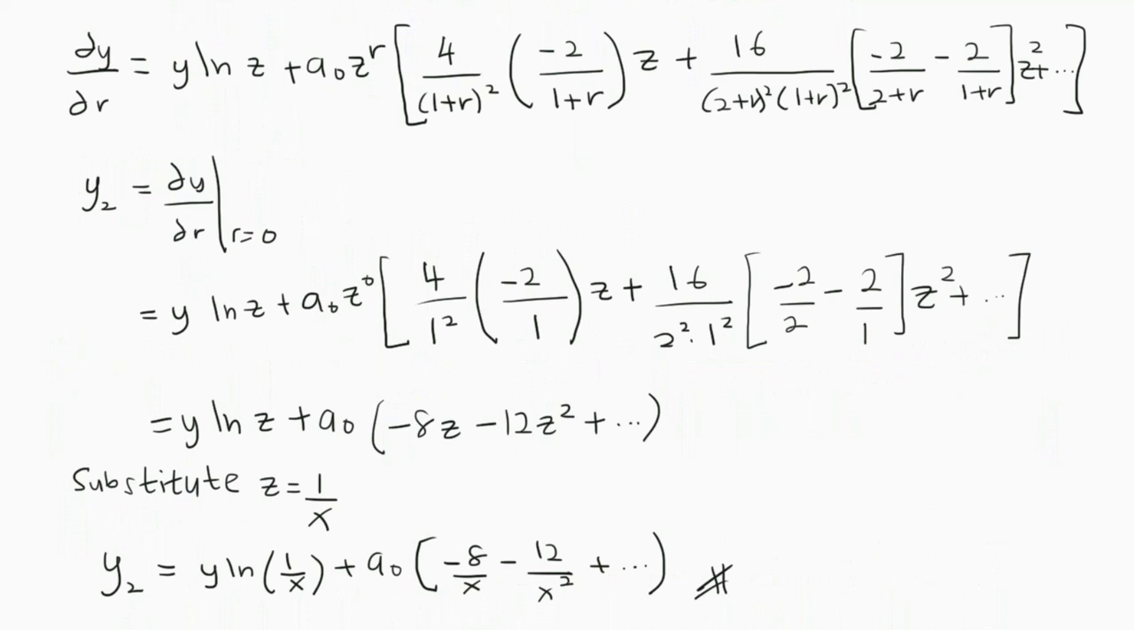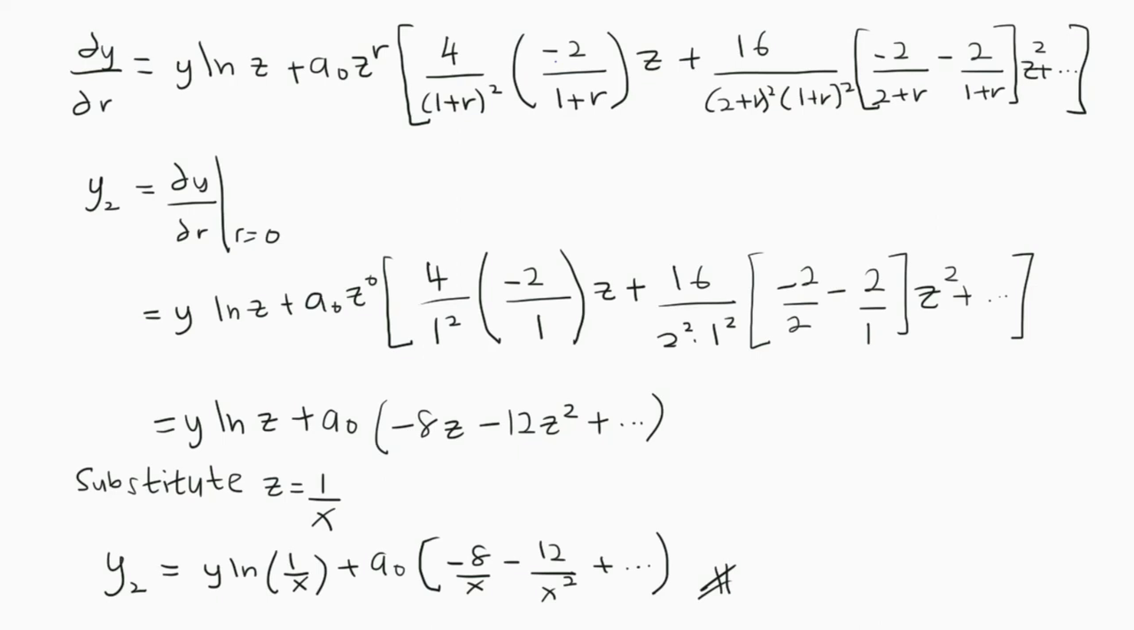which is y ln z plus a naught z to the power of r, and here would be 4 over (1 plus r) squared. This one is negative 2 over (1 plus r). We obtain it by differentiating the denominator here. So, z here plus 16 over (2 plus r) squared (1 plus r) squared. And here we obtain by differentiating the denominator. Okay. We have negative 2 over (2 plus r) minus 2 over (1 plus r). And here is z squared plus until infinity.